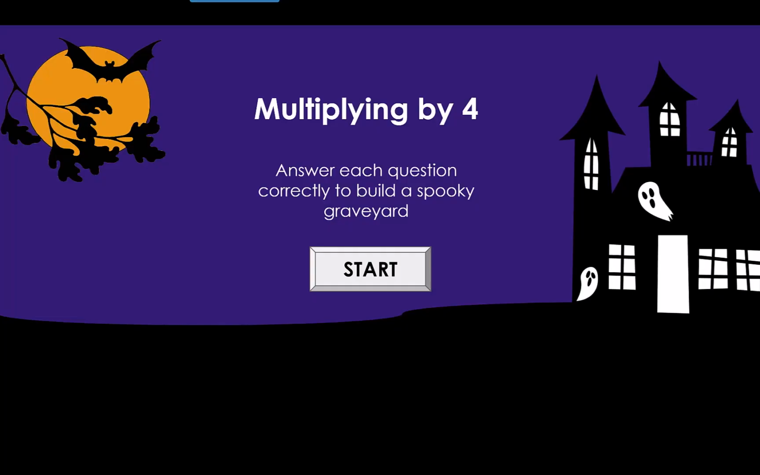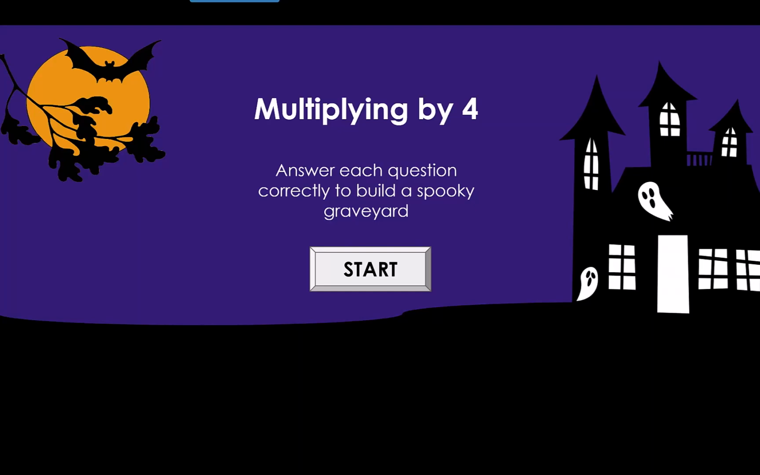I'm going to run through this interactive warm-up game, and this is very similar to what your student would participate in class. I do want to take this time to reiterate, it's very important at this level that your student does have their multiplication facts down. So let's go over this. Multiplying by 4. Answer each question correctly to build a spooky graveyard.